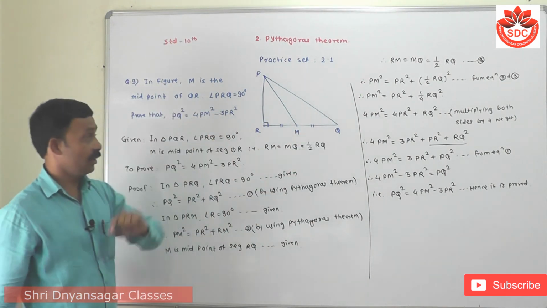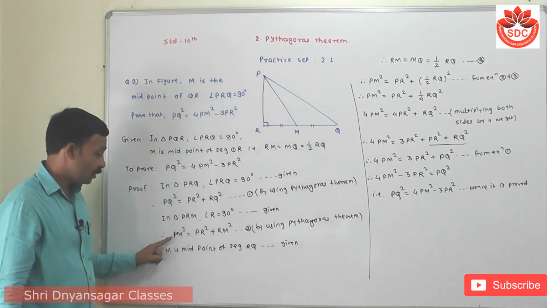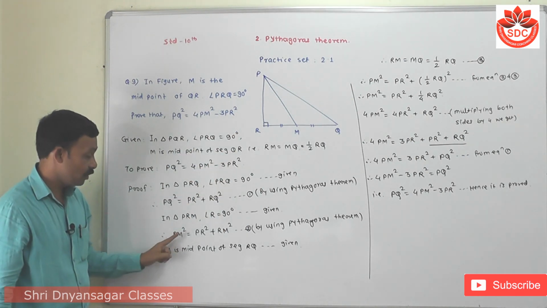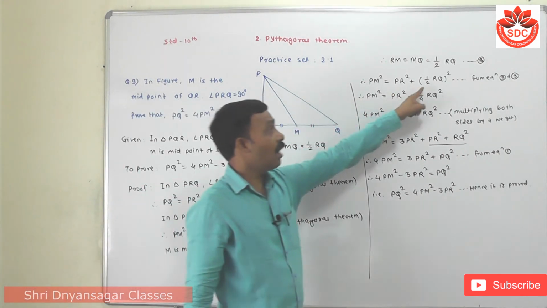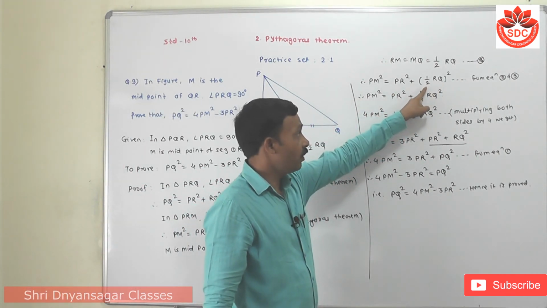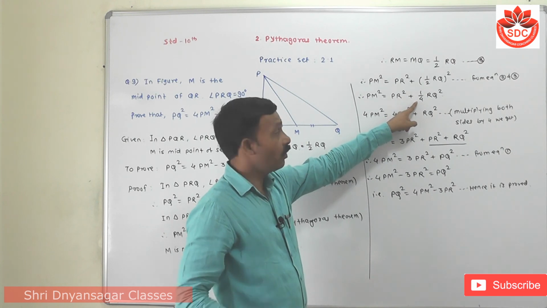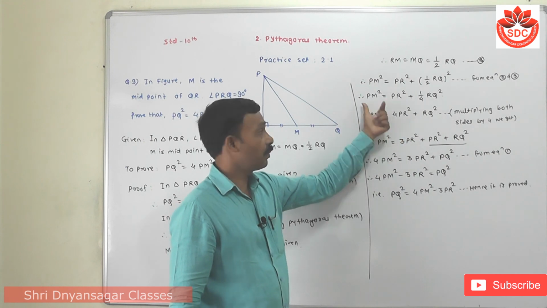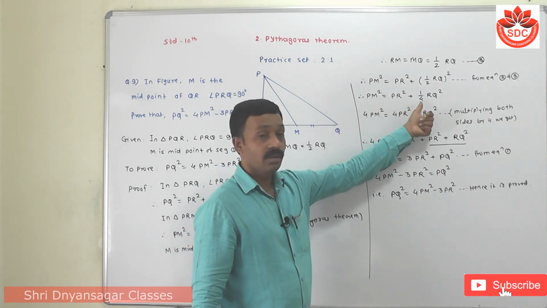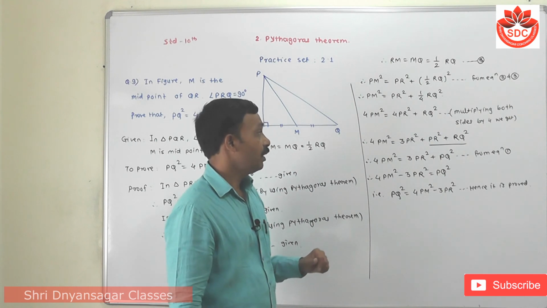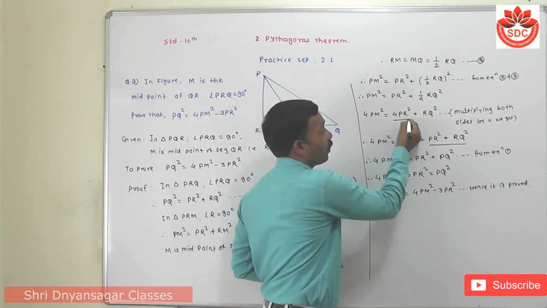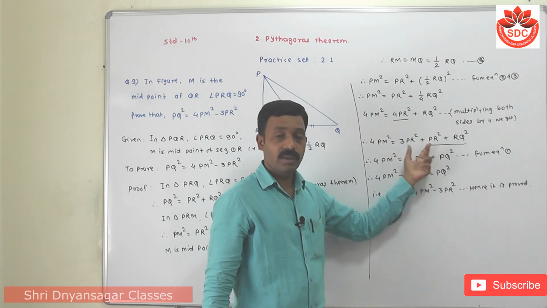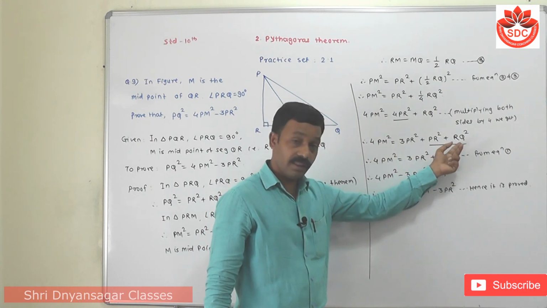From the second and third equations, we substitute the value of RM as half of RQ. We get PM square plus PR square plus half of RQ whole square. The square of this is 1 upon 4. We want to remove this 4, so multiply both sides by 4. We get 4 PM square equals 4 PR square plus RQ square, and then I have to write 4 PR square as 3 PR square plus 1 PR square. It becomes 4 PM square equals 3 PR square plus PR square plus RQ square, as it is right here.